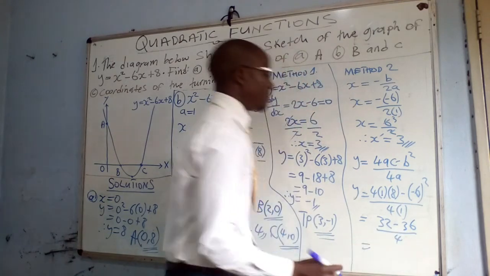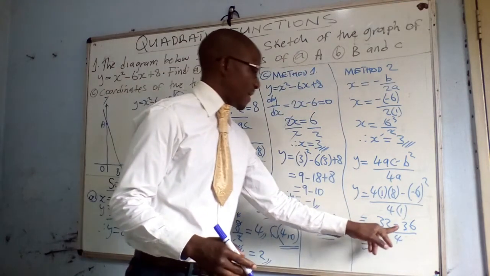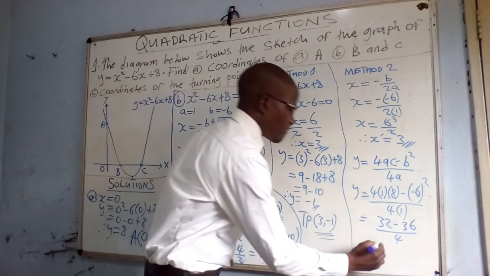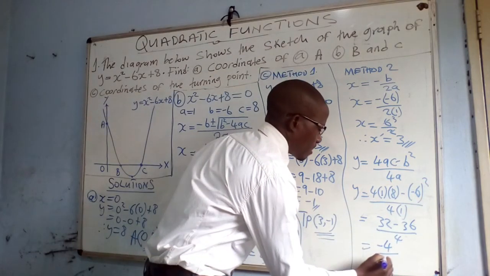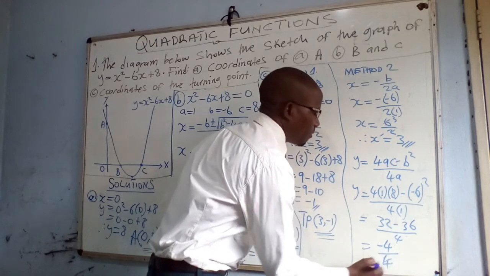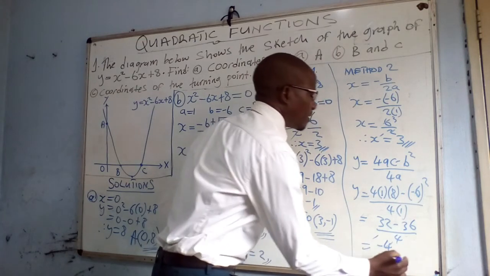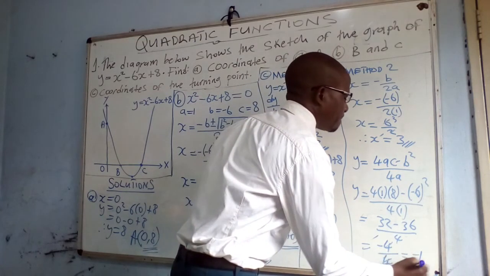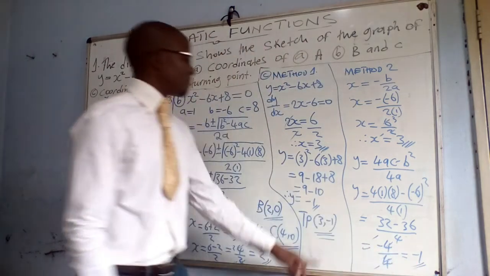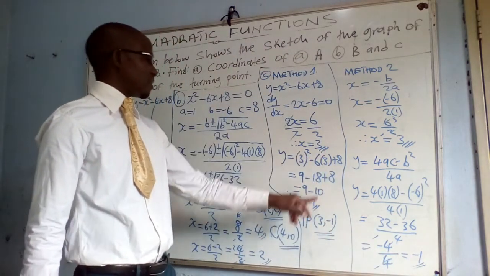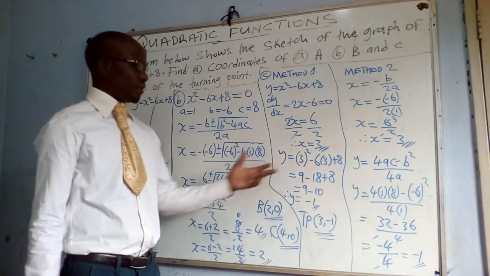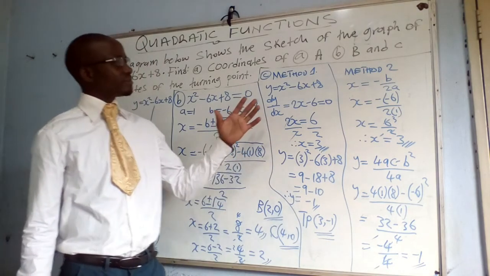From there, I'm sure you are able to see the answer. 32 minus 36 is negative 4 over 4. 4 into 4, 1. This brings us to negative 1. Is this negative 1 different from the negative 1 which we have here? No, it's not. This marks the end of the lesson.